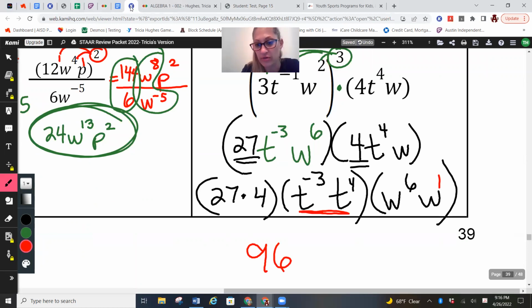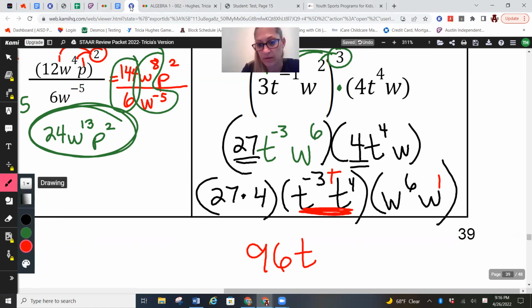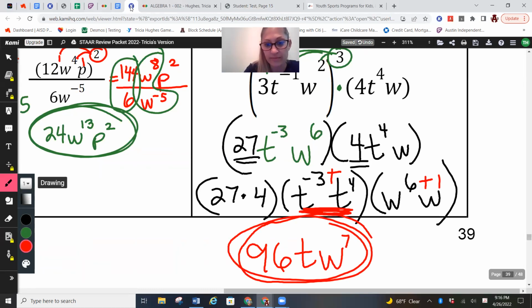When you multiply your t's together, you add exponents. -3 plus 4 is 1. So don't even write a 1. Leave it alone. For w, we have 6 plus 1 is 7. Final answer.